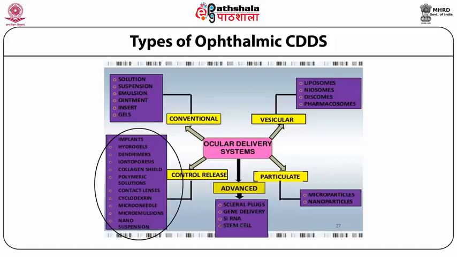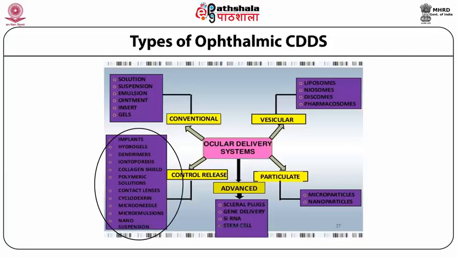It also shows the conventional systems, which include the solution, suspension, emulsion, ointment, inserts, and gels. Then we have the vesicular ophthalmic systems, which are the most novel of them, and they include the liposomes, niosomes, discosomes, pharmacosomes. Then we have a system which is called the particulate drug delivery system, which is targeted for ocular delivery, and it includes the microparticles and nanoparticles.